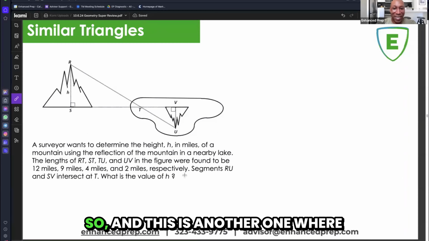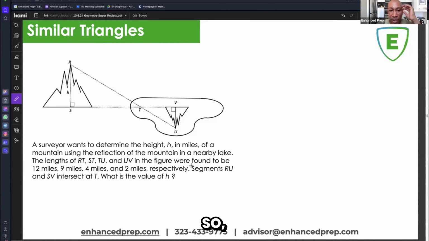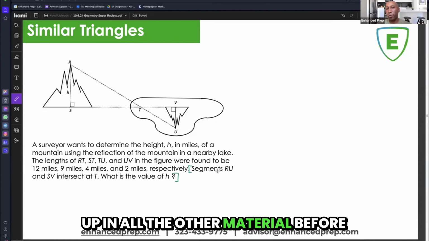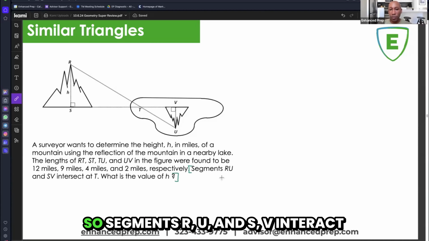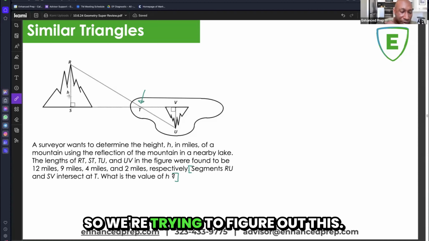Okay. And this is another one where it looks pretty crazy and there's a lot of words, right? So this is why I like to read that last portion so I don't get too caught up in all the other material before I even know what I'm solving. So segments RU and SB intersect at T. So point T right here. What is the value of H? So we're trying to figure out this.